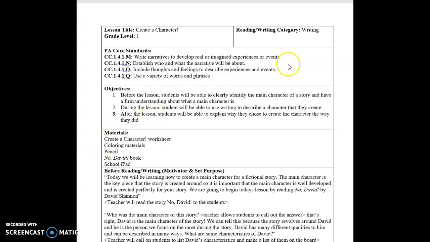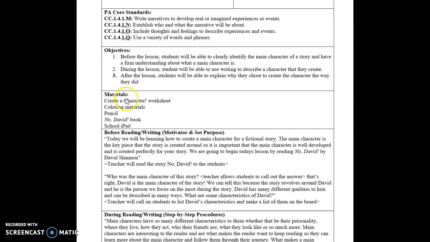So for my writing lesson, I chose "Create a Character" for first grade. For the standards, I chose: write narratives to develop real or imagined experiences or events, establish who and what the narrative will be about, include thoughts and feelings to describe experiences and events, and use a variety of words and phrases.